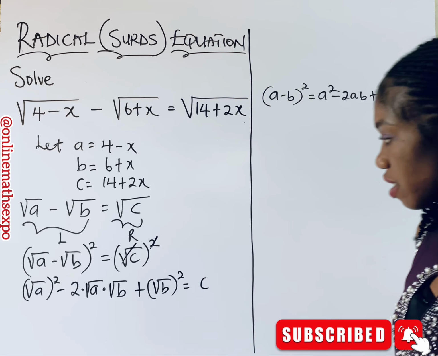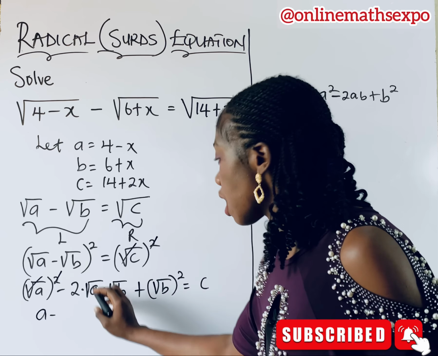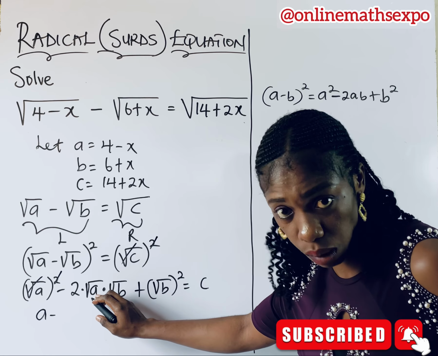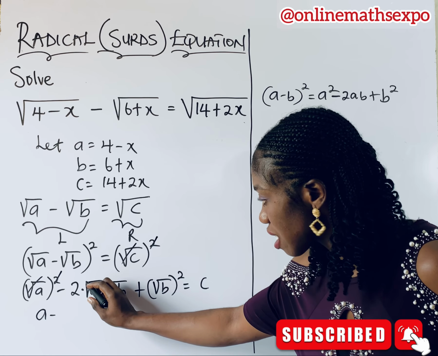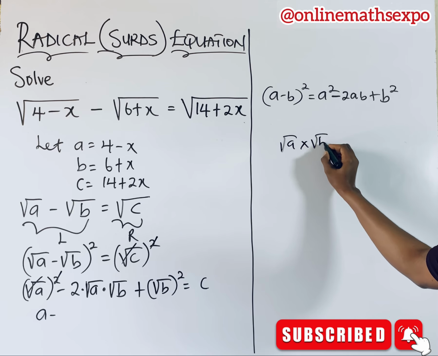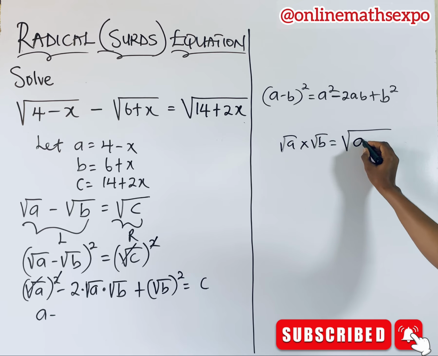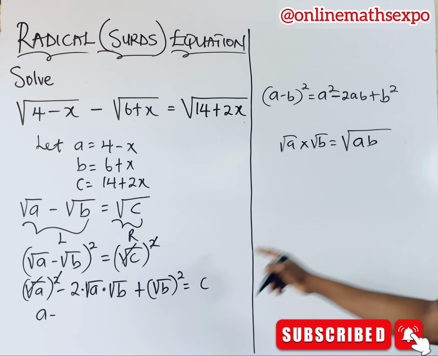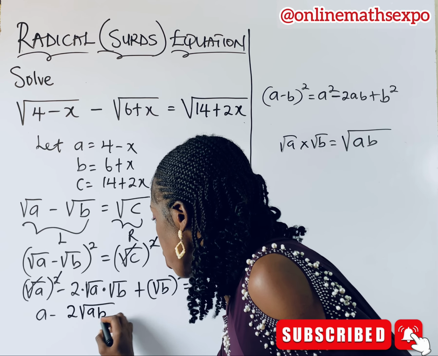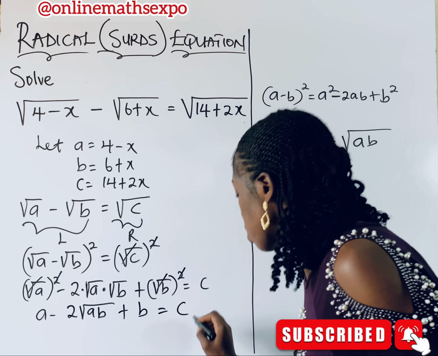So what do you do next? This square we cancel the square root, we have A minus. Now remember your rule of radicals. The radicands are different but they are multiplying, and the indexes here are the same. So if you have this multiplying itself, you take one radical sign and put the two values inside. If you apply it here, you are going to have 2 root AB plus, this we cancel, we have B is equal to C.